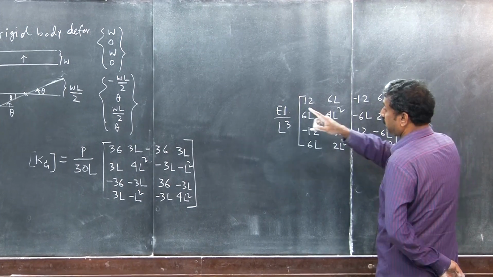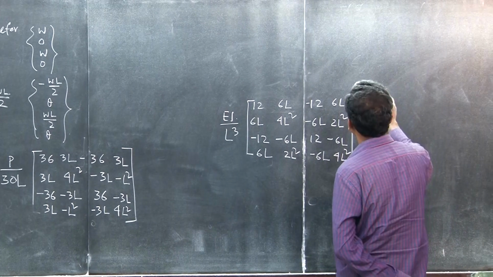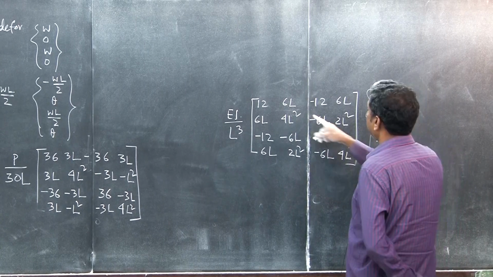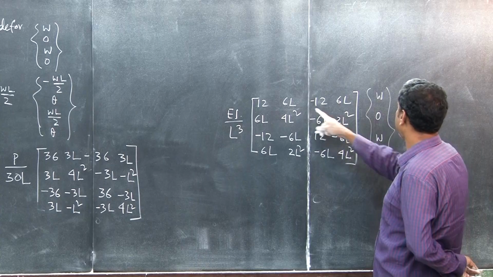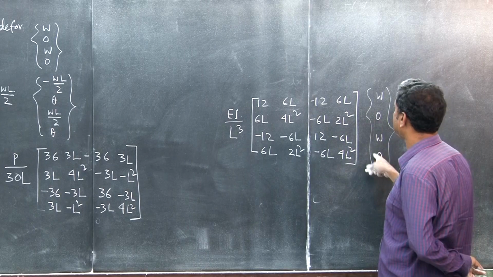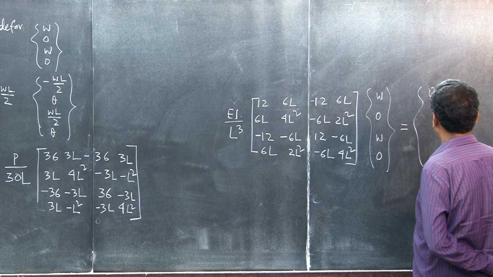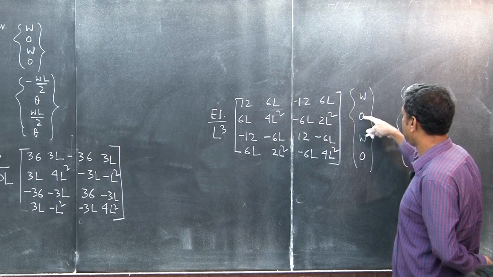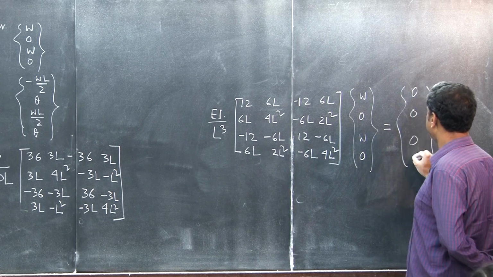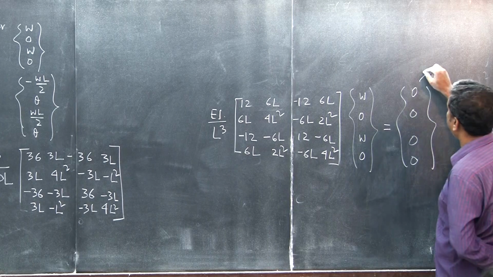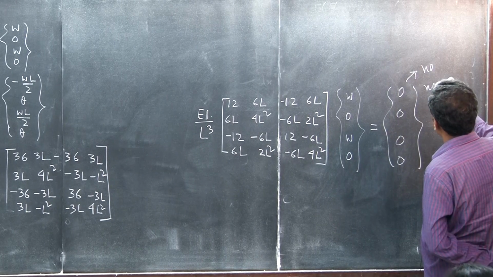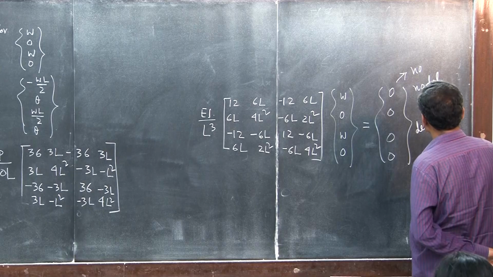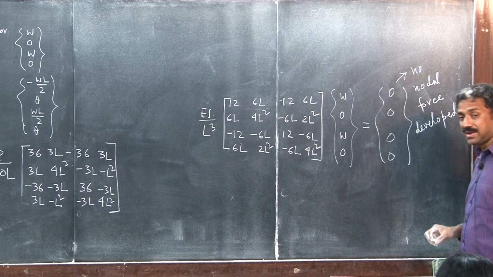I am going to put this same. If you put W 0, W 0, then what is happening? You see this into W, this into 0, this into W, this into 0. This will be 0, right? And then if here you are putting W into 0, 0, 0. There is no resisting force, no nodal force developed, right?